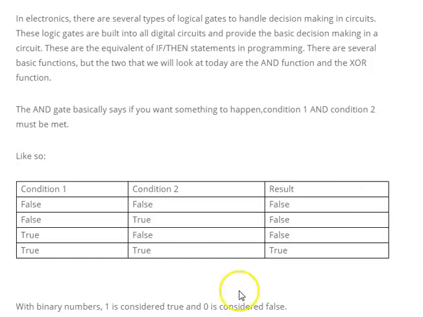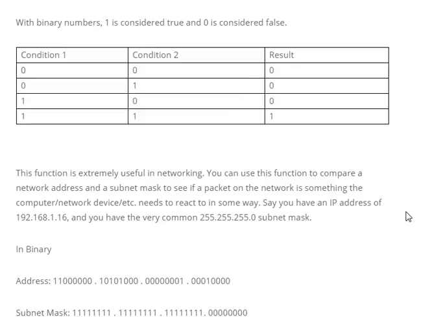met, like so. Here's condition 1, false. Condition 2, false. So the result is false. Here we have another example. Condition 1, false. Condition 2 is true. The result is false. With binary numbers, 1 is considered true and 0 is considered false. So false, false, result false. False, true, result false. True, false, false. True, true, true. 1 is true, 0 is false.